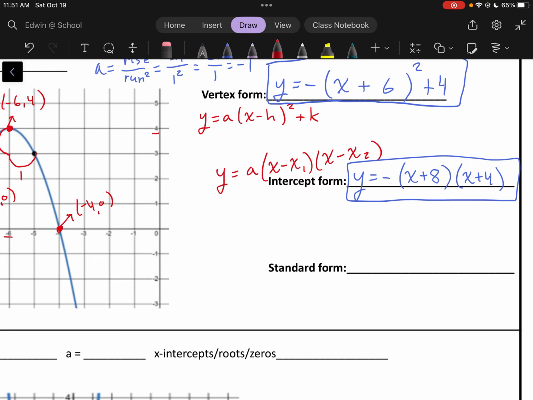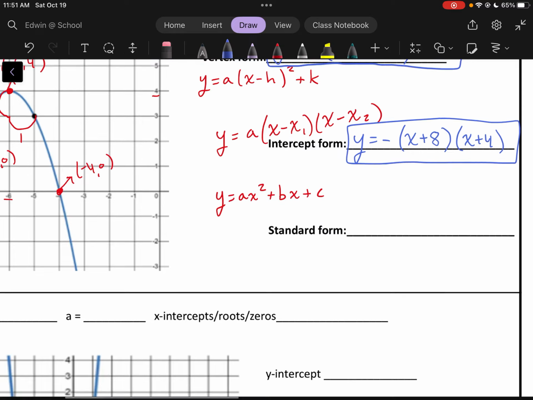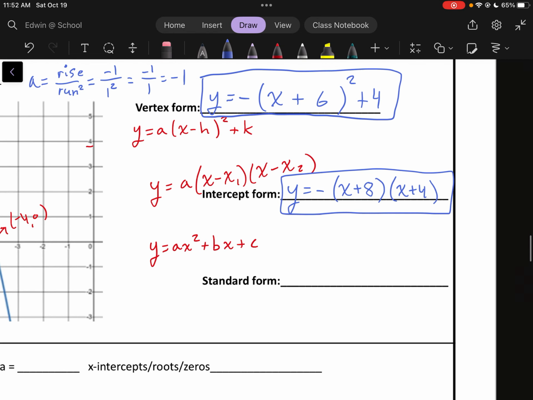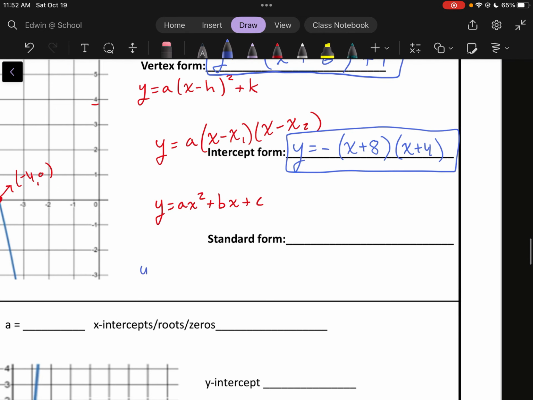Finally, we have this one, standard form, which is written like this. Y is equal to ax squared plus bx plus c. There are a few different ways to solve for this, but I think the best way is to FOIL either the vertex form or the intercept form. I'm going to go ahead and do the intercept form because it looks a little simpler. Meaning we do y equals negative (x plus 8)(x plus 4).